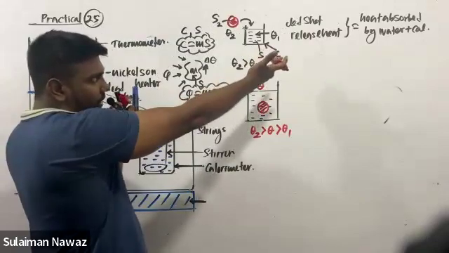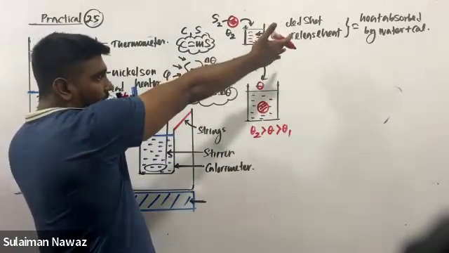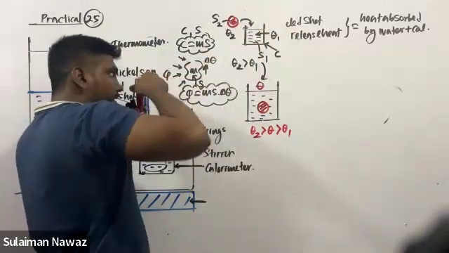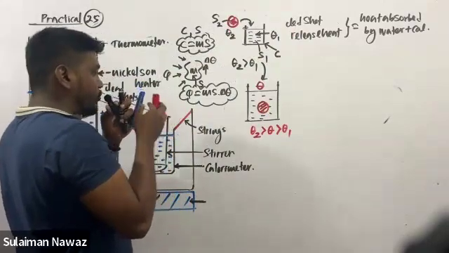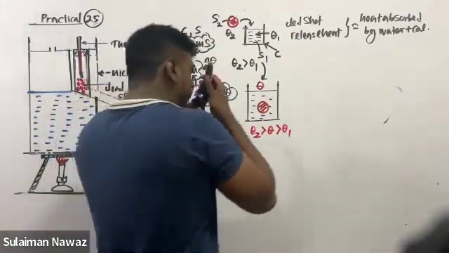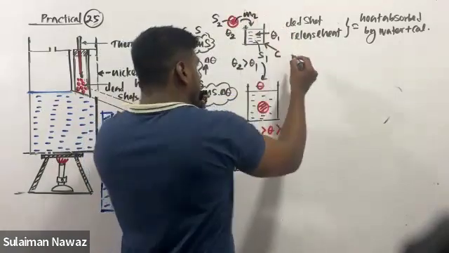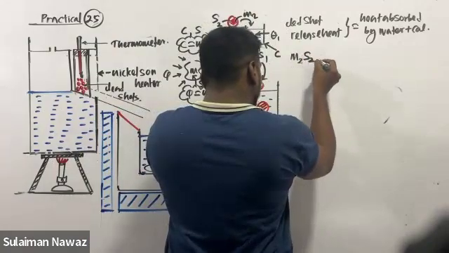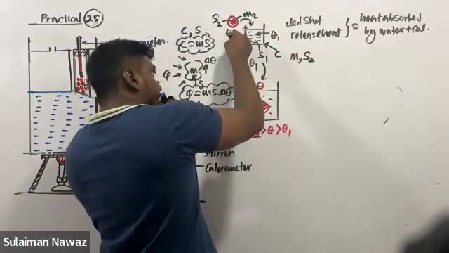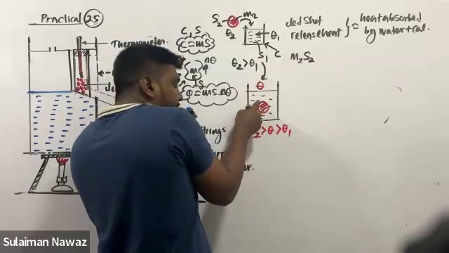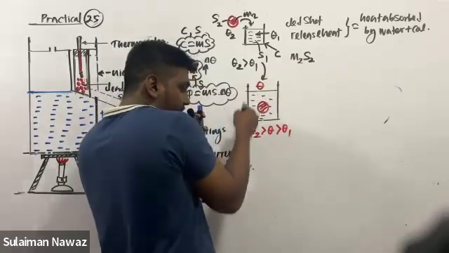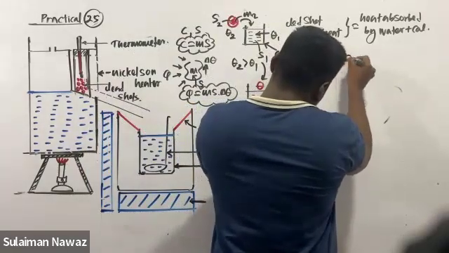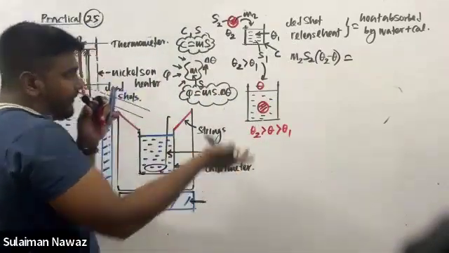So if I ask you to write an equation and give me an expression for the amount of heat released by the lead shot, take the mass of the lead shot as M2. Then the amount of heat released by the lead shot is M2, the specific heat capacity of the lead shot S2, times the change in temperature. The initial temperature of the lead shot is theta 2, the final temperature is theta, since the system has the same temperature. Then M2 S2 (theta 2 minus theta) must be equal to the amount of heat absorbed by the water and the calorimeter.